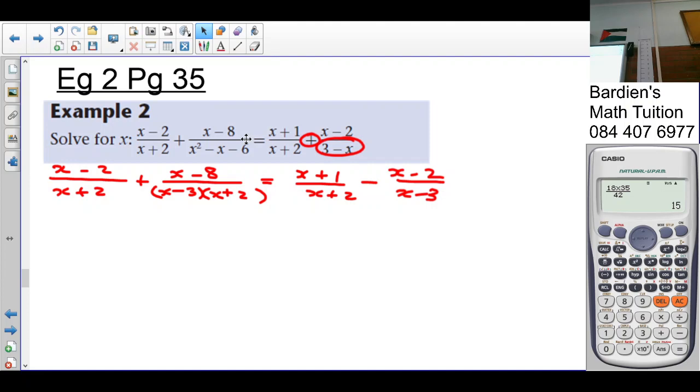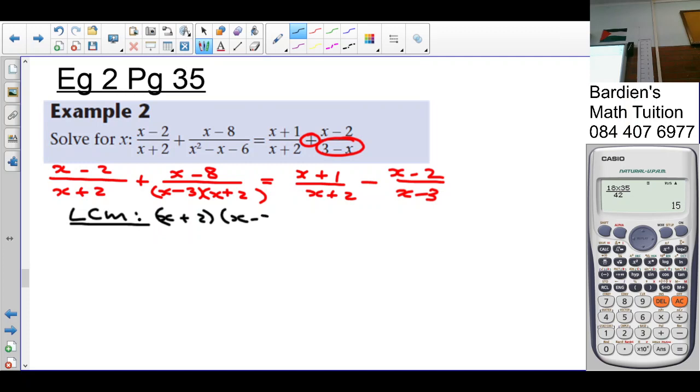So what's the LCM? Sorry? X plus 2, x minus 3. I've accounted for that, got that? Yes. So it's going to be x plus 2, x minus 3. All agree with that? Right.